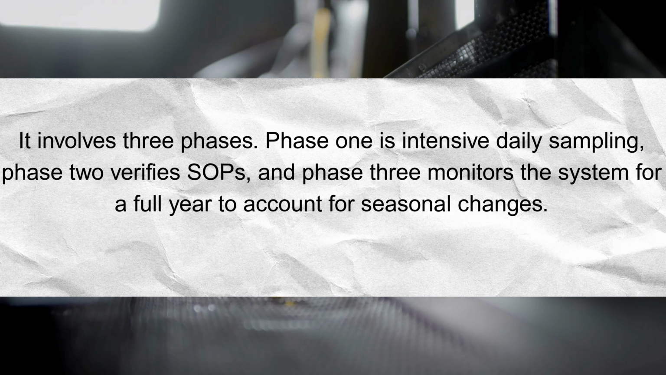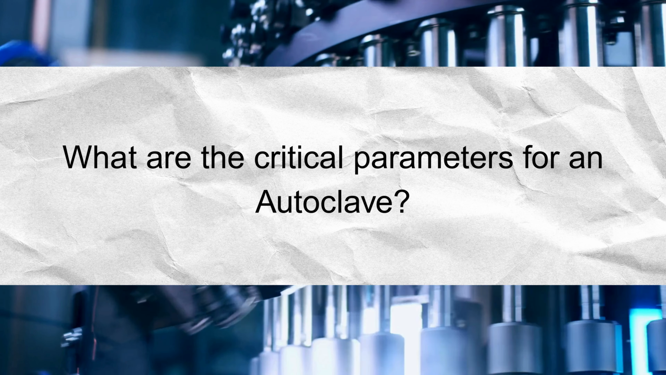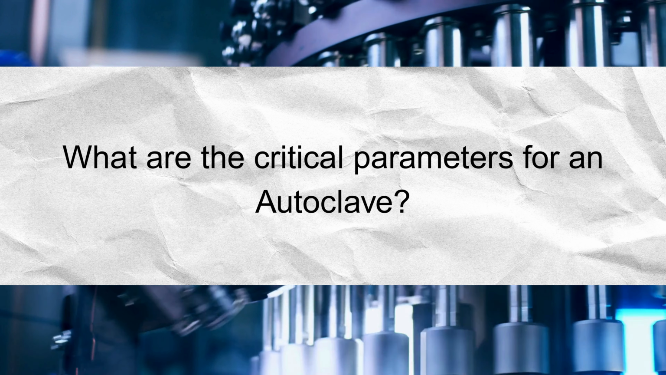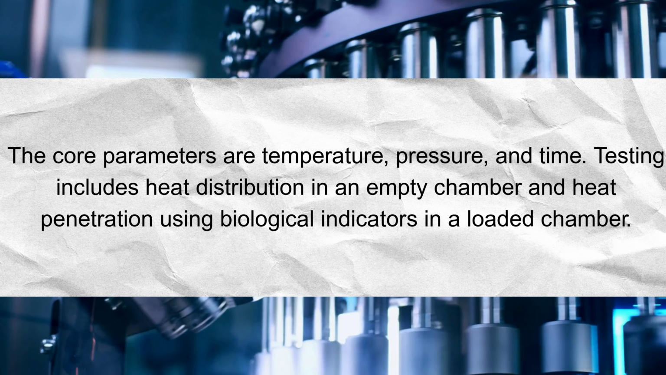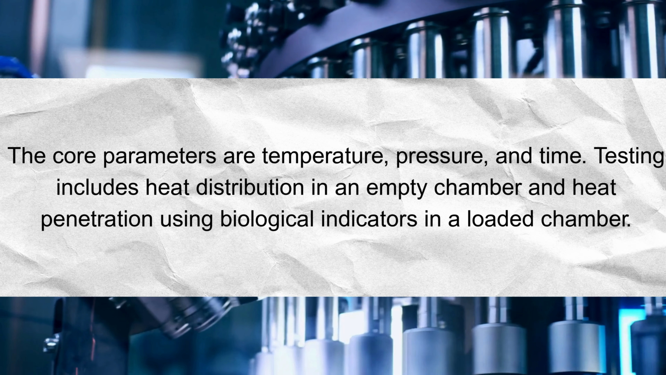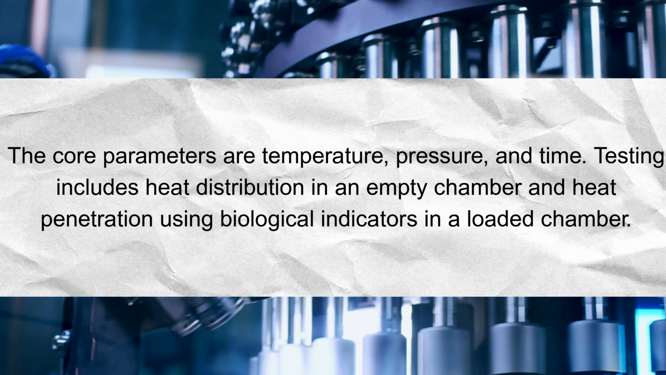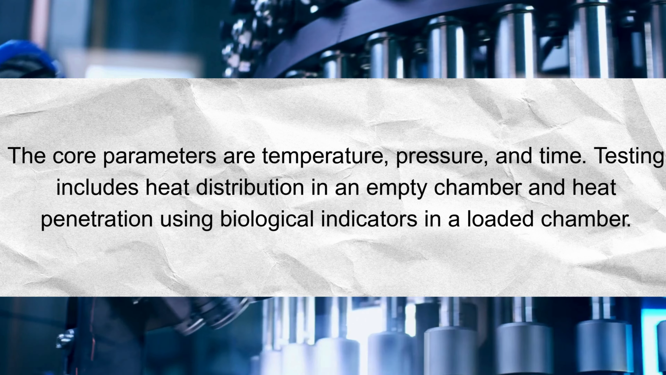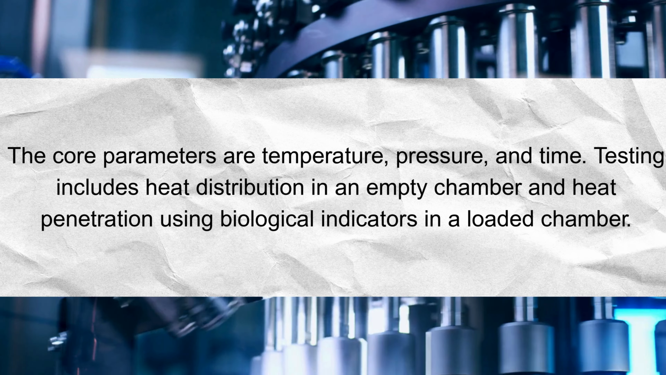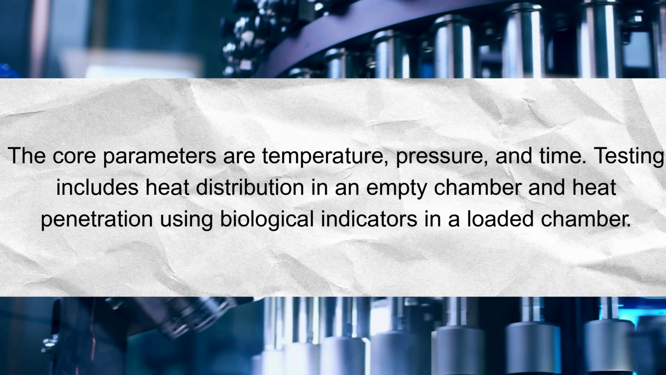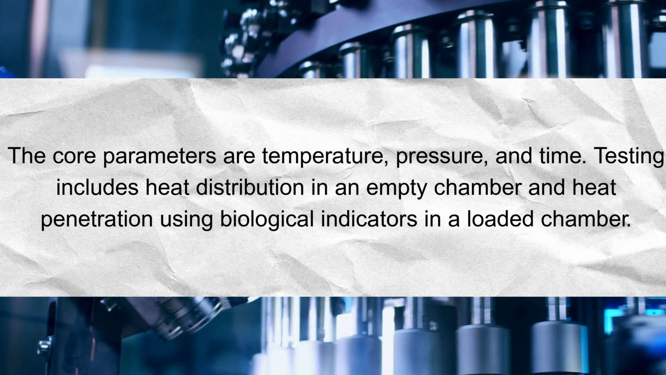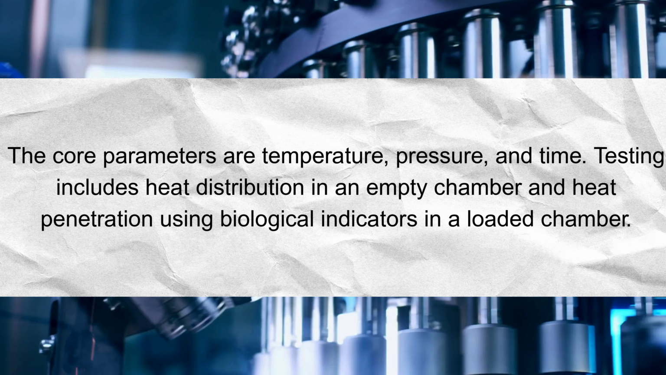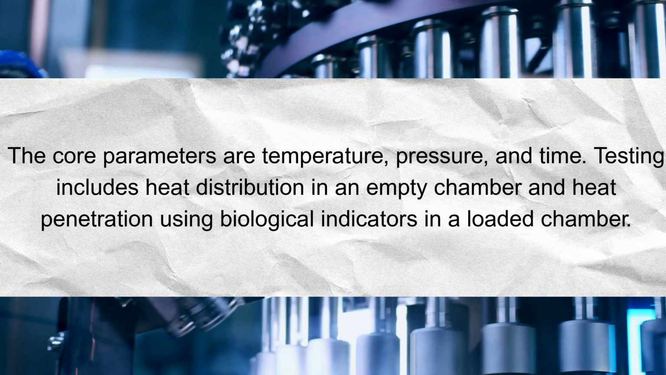Number 12. What are the critical parameters for an autoclave? The primary parameters are temperature, pressure, and time. During qualification, we perform heat distribution studies to ensure the temperature is uniform throughout an empty chamber. We then perform heat penetration studies using biological indicators, such as Geobacillus stearothermophilus, placed inside the most difficult to reach parts of a loaded chamber to prove that the sterilization process is effective.